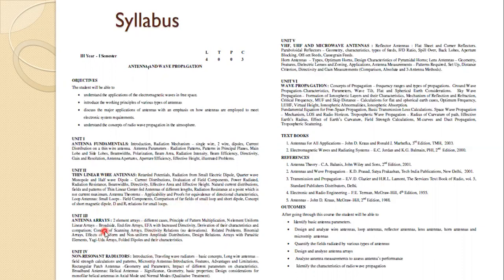Third unit, we study about arrays. What is the importance of array? Array is a group of similar elements. The basic point of array is to improve the gain or directivity. So in third unit, we are going to study about different types of arrays, broadside and end-fire array, then application part, Yagi-Uda array, and folded dipoles.